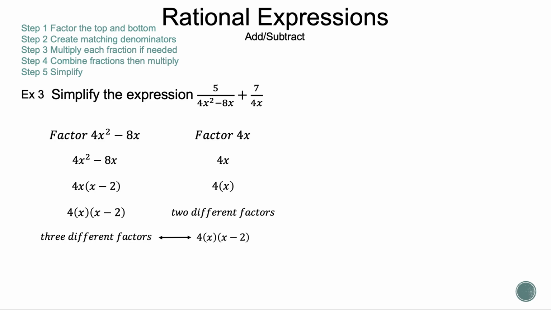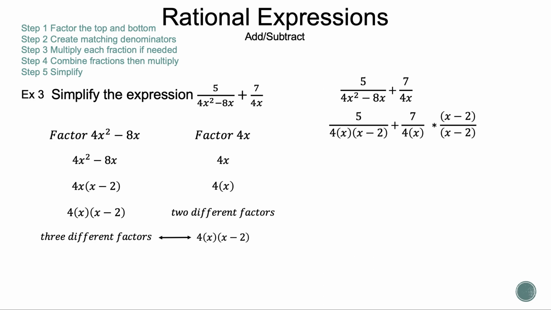Now that we have matching denominators, let's write down the expression 5 over 4x squared minus 8x plus 7 over 4x, so we can simplify the expression. What do we think is the first step? That's correct. We're going to multiply 7 over 4 times x by the quantity of x minus 2 over the quantity of x minus 2, so we can have matching denominators.